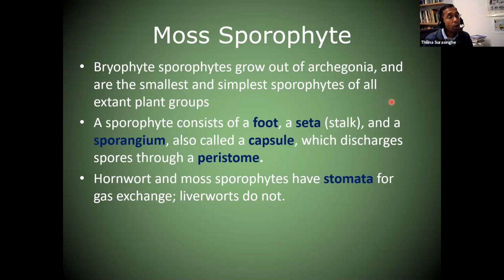And in mosses, in any non-vascular plant for that matter, the sporophyte is very small, much smaller than the gametophyte, right? The sporophyte consists of a foot, and the foot simply anchors the sporophyte onto the gametophyte. And a seta or a stalk, and the seta terminates in a sporangium, also known as the capsule. If sporangium is too big of a word, use capsule. That capsule contains spores, which upon rupture can discharge spores to the atmosphere.